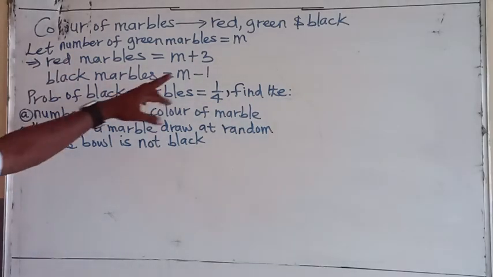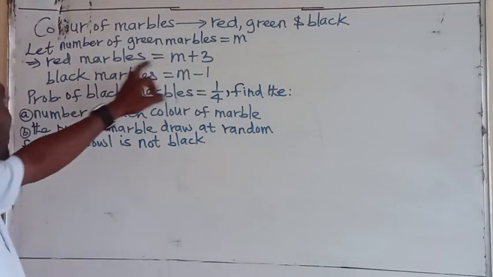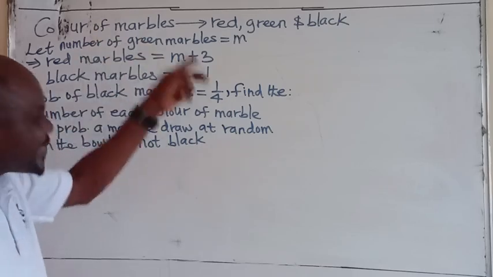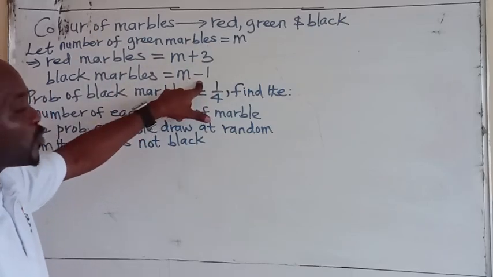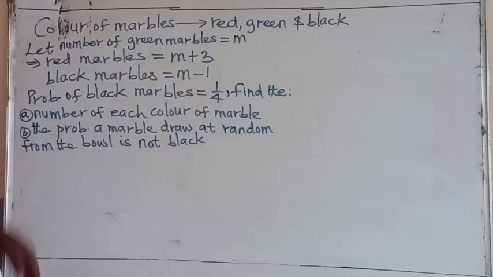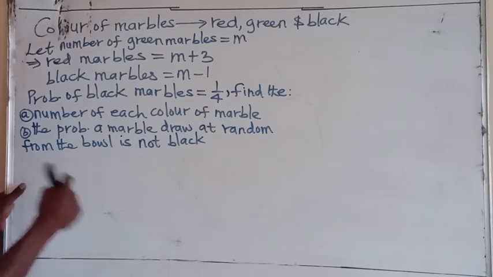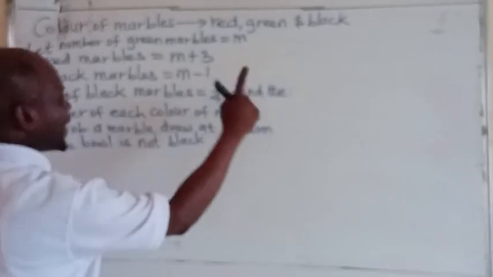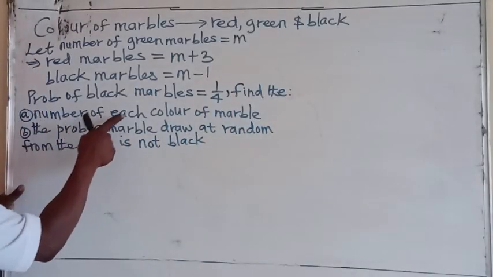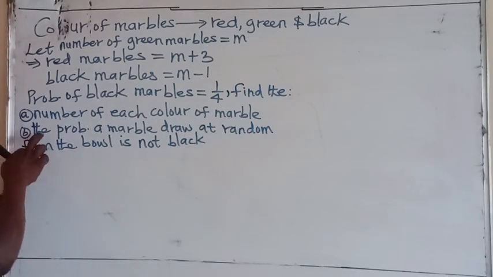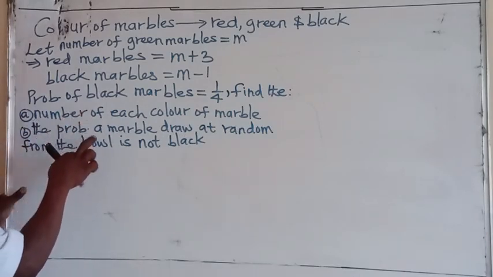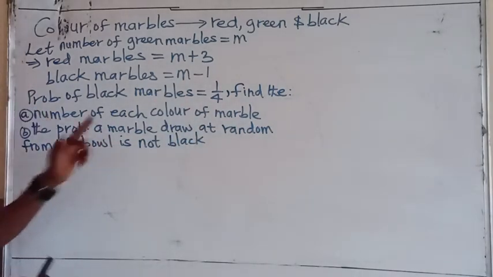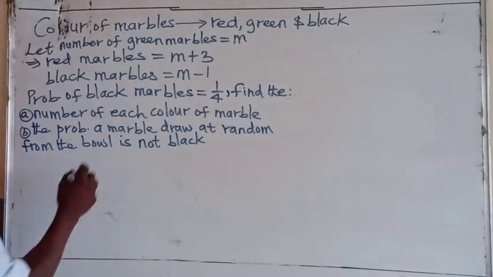So, if red marbles is 3 more than the green marbles, then red marbles will be n plus 3. And if black marbles are 1 less than the number of green marbles, that's why I wrote n minus 1 here. Now the question continues to say that the probability of picking a black marble is 1/4, find the number of each color of marbles. And part B asks for the probability that a marble drawn at random from the bowl is not black. So let's look at the solution.